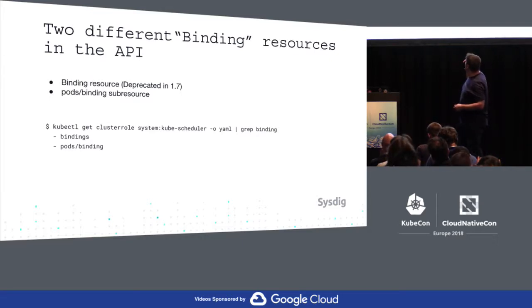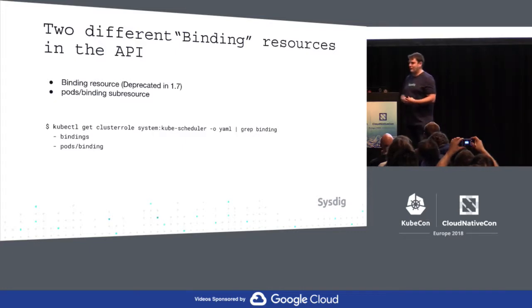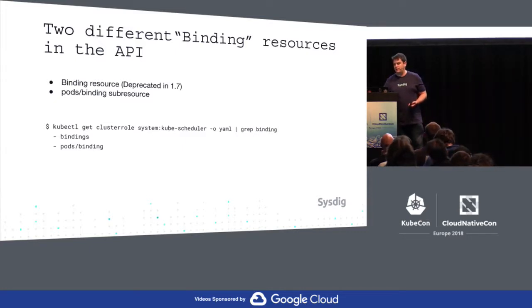And also there are two types of bindings. There is the binding object, which was the default, but is deprecated in 1.7, and now you are supposed to use the binding sub-resource of the pod. Remember that the scheduler doesn't actually do anything. It just posts a decision, which is basically a binding object. It doesn't take the action itself. And this command line is basically showing that with this RBAC role, you have both. You have access to the bindings and the pod bindings.